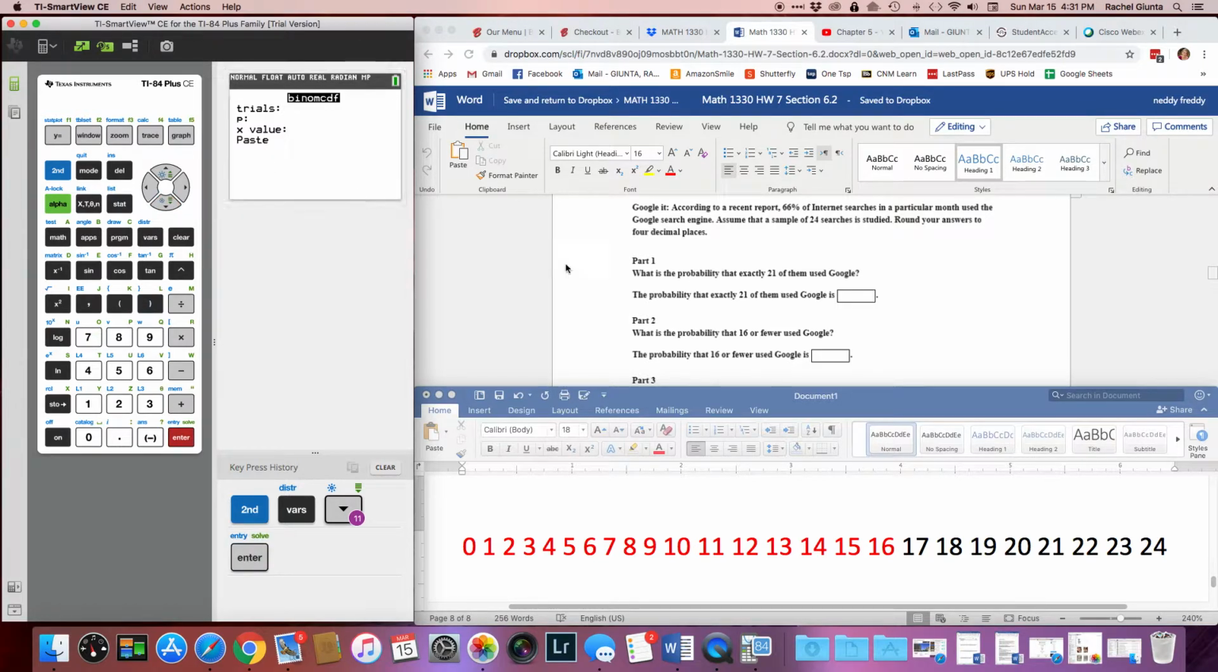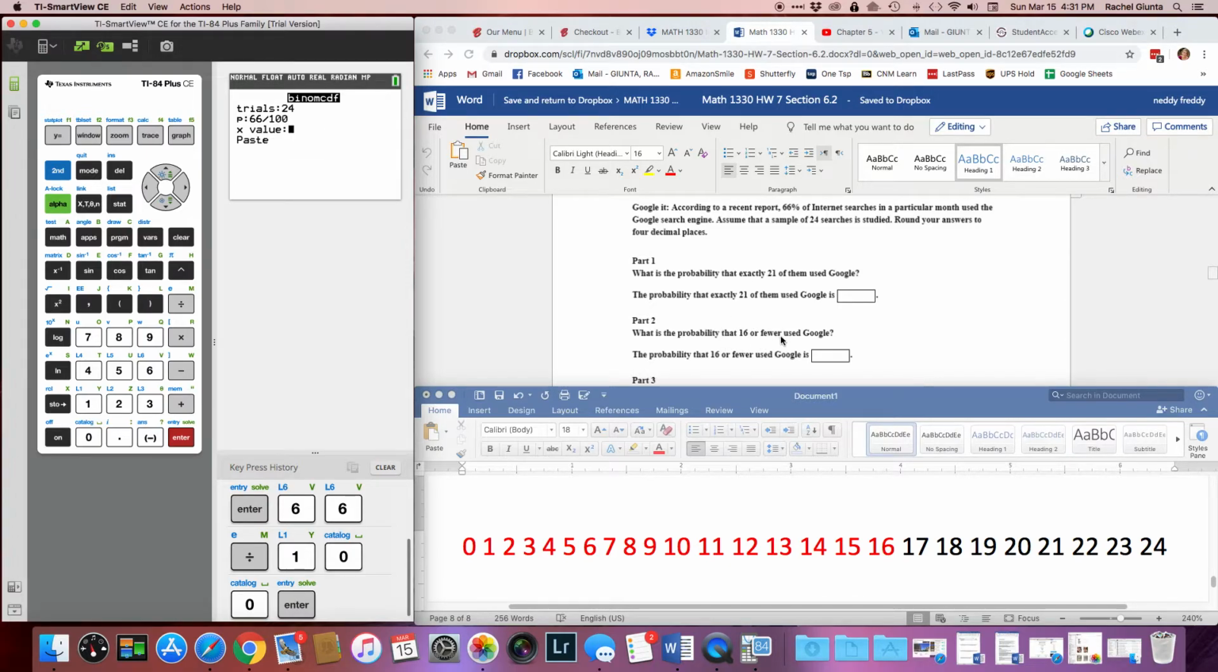Binomial CDF for the trials, it's just like you did in PDF. It's the number that's up in the top section, the number of whatever it is, in this case, Google searches. The p, again, is going to be the number that's usually given as a percentage, but it needs to be entered as a decimal. So you have to divide by 100 or move the decimal place over by 2. The x value, again, is based on the information that's given to you in the problem part.